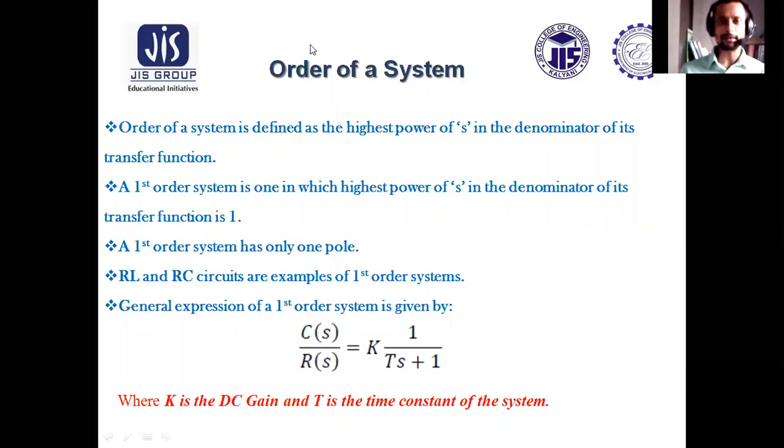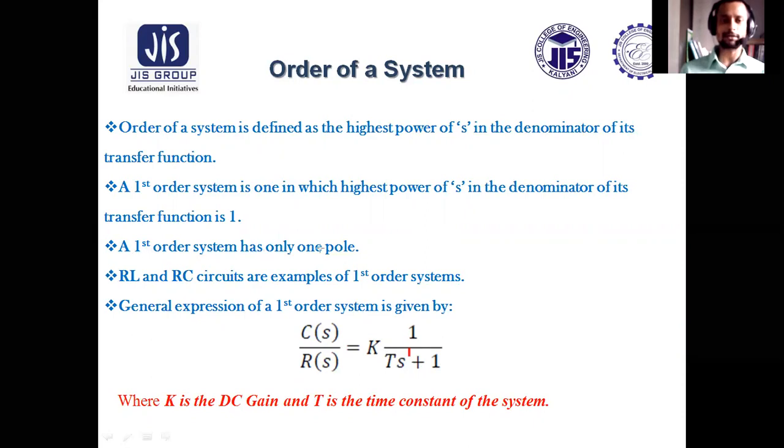Highest power is here. This is s to the power 1. So the highest power of s in the denominator of the transfer function is 1 here. So this defines the order of the system. So for a first order system, the number of poles should be 1, isn't it? Here the pole is located at s equals minus 1 by T. So a first order system can be defined as the system in which the highest power of s in the denominator of its transfer function is 1.